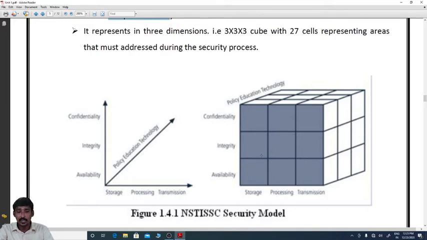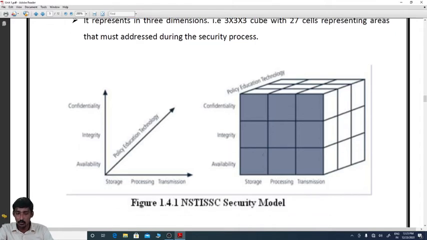So totally it is a McCumber cube, which consists of 3 by 3 by 3, so there are 27 dimensions we need to follow for securing information. Let us think about this cube. Consider this one: I need to follow the procedure and standard to focus on availability and storage. And here it will be integrity and storage. We are going to provide integrity while storing information, and similarly for confidentiality.